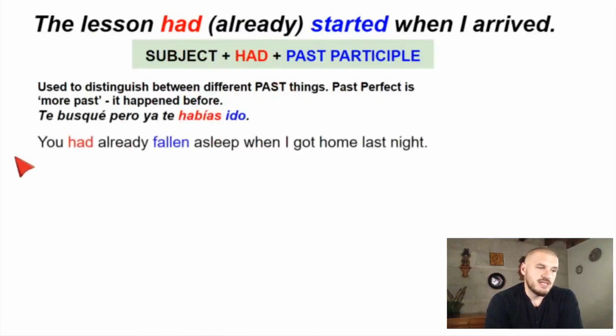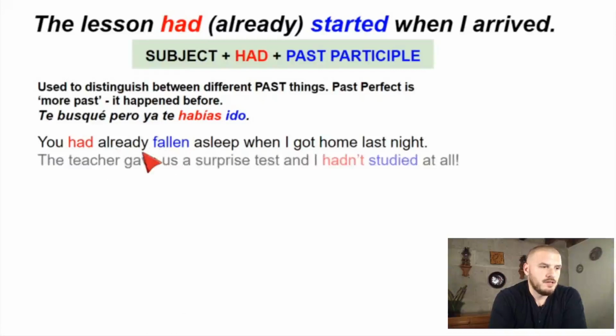So, examples in English. You had already fallen asleep when I got home last night. So we have 2 actions here, fall asleep and get home. Which one happened first? Well, this one happened first, okay? Ya te habías dormido. The teacher gave us a surprise test and I hadn't studied, right? No había estudiado, right? So I didn't do that first.